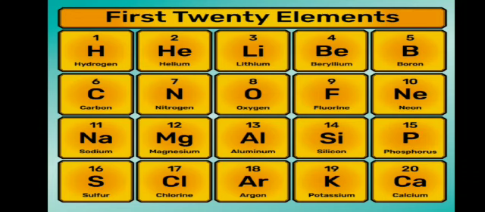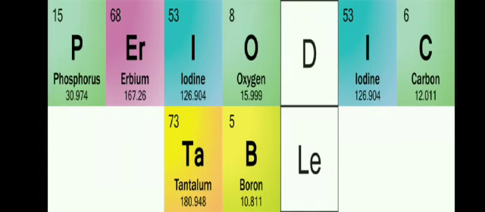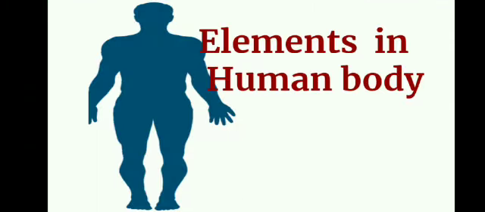These are the first 20 elements with their atomic number, symbol, and name. There are many creations like this, where some words or sentences are derived from the elements of the periodic table. This is one such activity. So let's get into another topic.